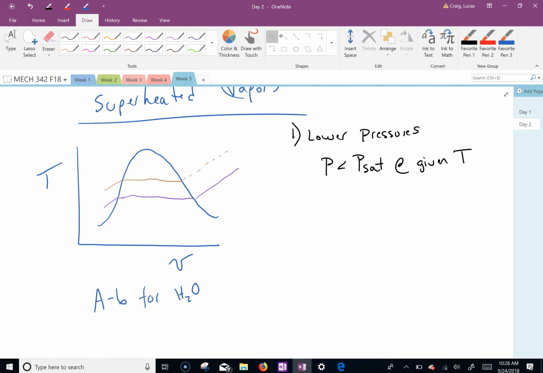the pressure will be lower than Psat at a given temperature. Okay, so let's look at these two lines I made. At a given temperature, what does that mean? What does it look like on a line if it's the same temperature? Horizontal line. So let's pick a horizontal line here.